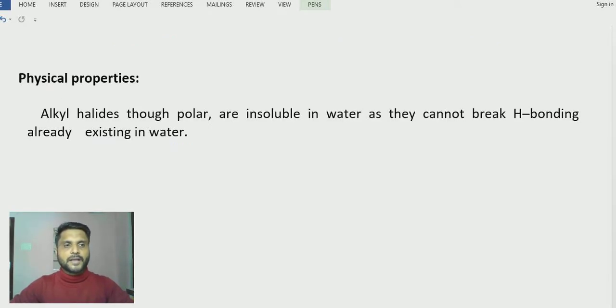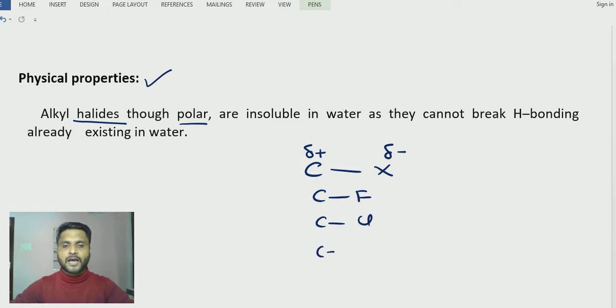The next topic is the physical properties which you are going to study. You know that alkyl halides are polar. That means if I take a carbon-halogen bond, halogen is more electronegative and carbon becomes electropositive. It is polar in nature. So I can take a carbon-fluorine bond, carbon-chlorine bond, carbon-bromine bond and carbon-iodine bond. All are polar in nature.